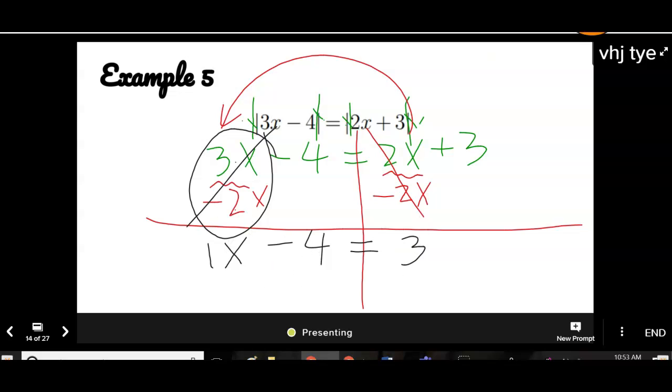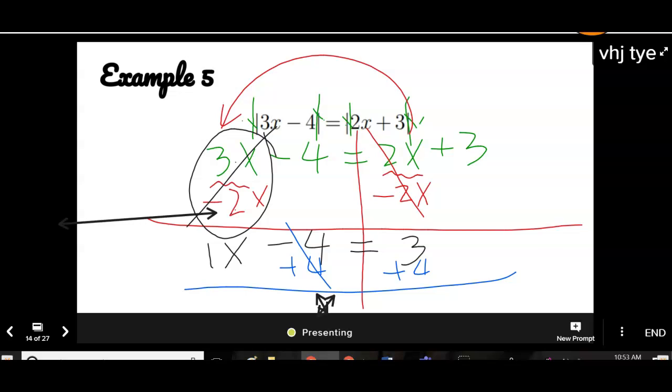And keep solving this simple equation for x. First, get rid of the minus 4 by adding. So you have 1x, and imaginary one, you don't even need to write it down, right? One x on the other side, add those two numbers, you have 7. And that's your answer.